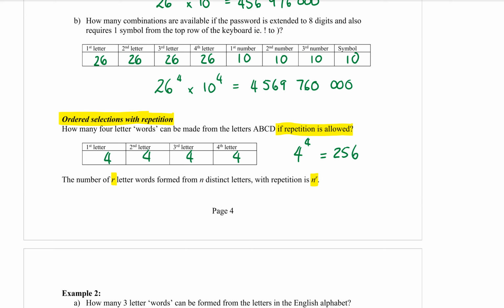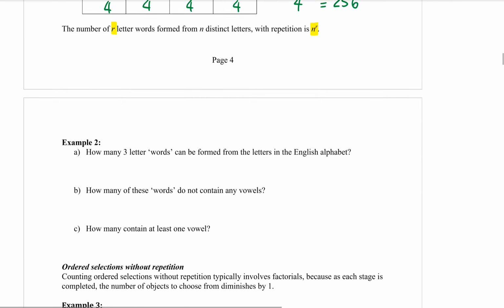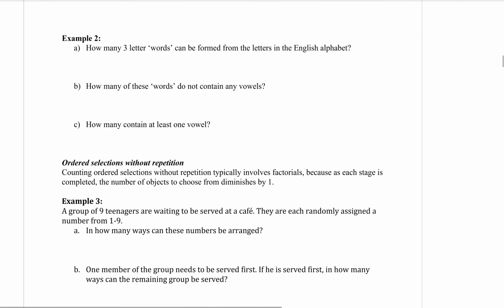So 4 was my number of letters, and I wanted to repeat it 4 times, so I did 4 to the power of 4. Okay? So that's just giving you a formula-based thing to look at if you like. Next page, question 2. How many 3-letter words can be formed from the letters in the English alphabet?